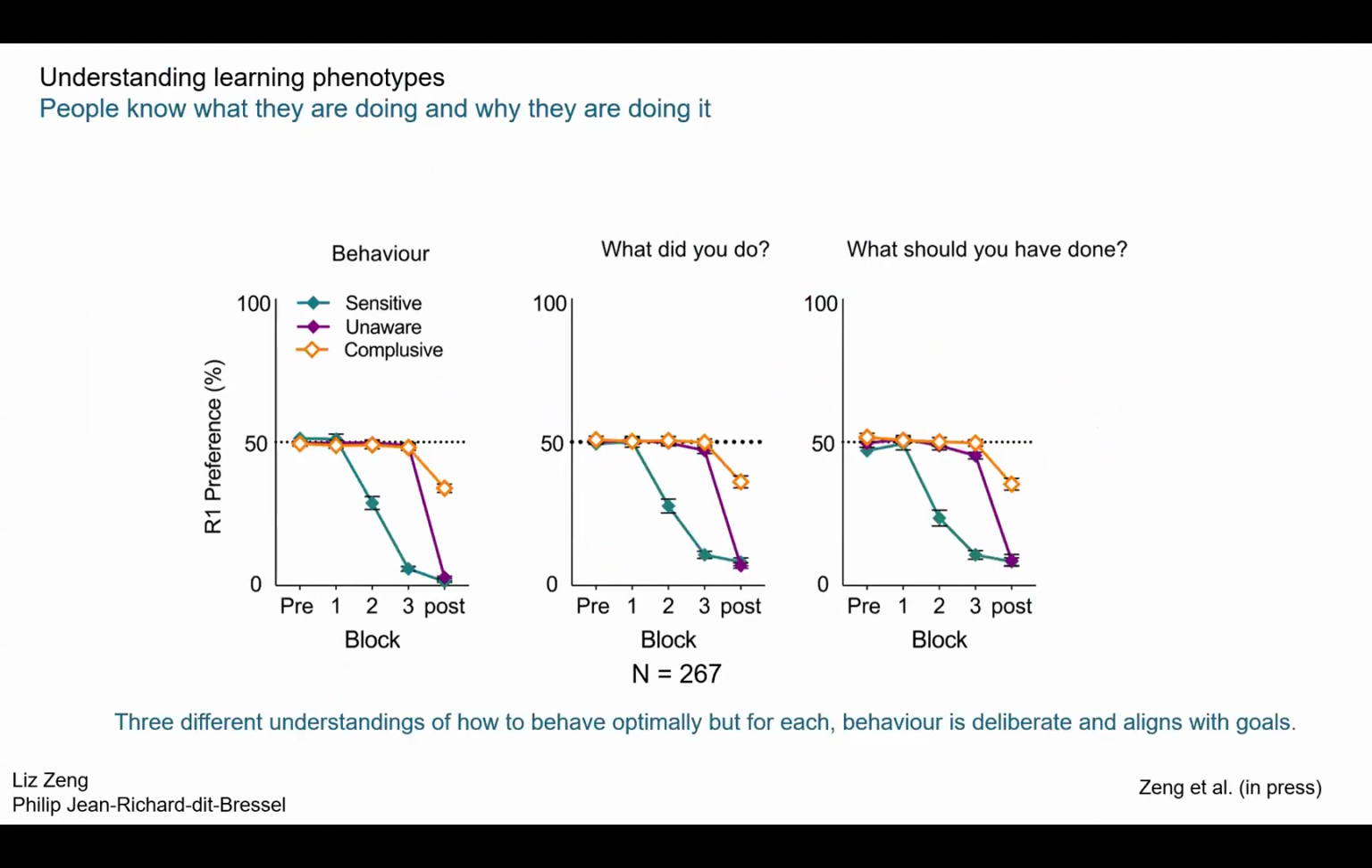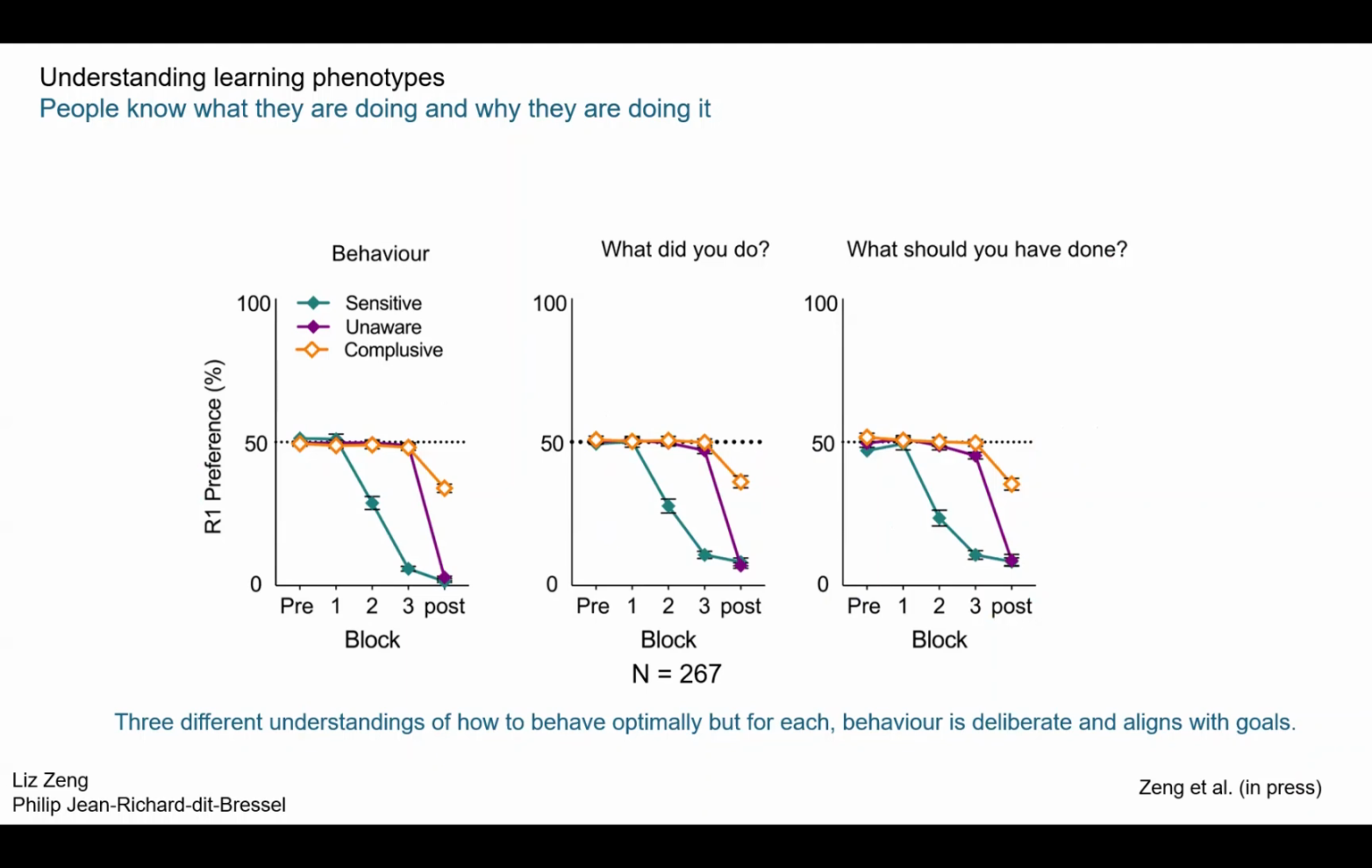It doesn't matter if you're sensitive, if you're unaware, or if you're compulsive. People know what they're doing. They know why they're doing it, and they think what they're doing is the best way of behaving. This is the behaviour. This is a response to questions, post-block questions. How did you allocate your behaviour in the previous block?